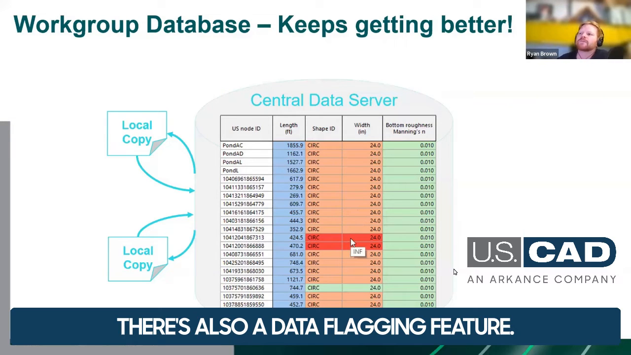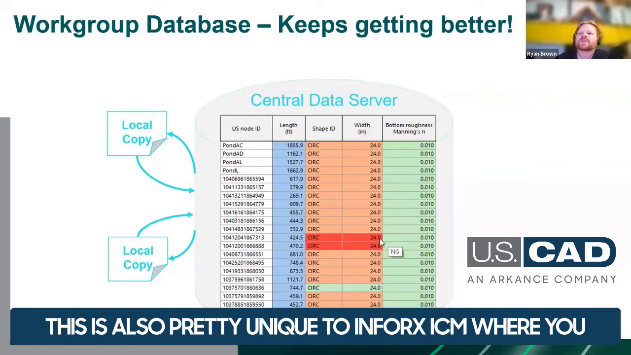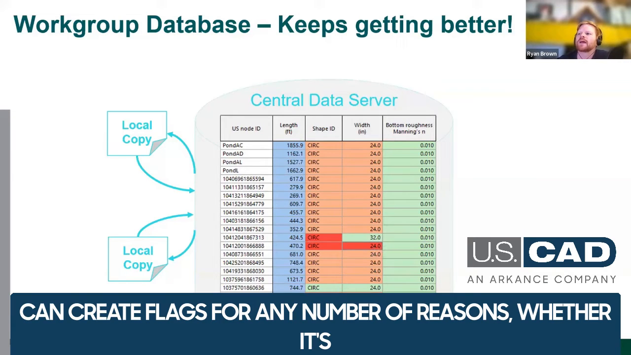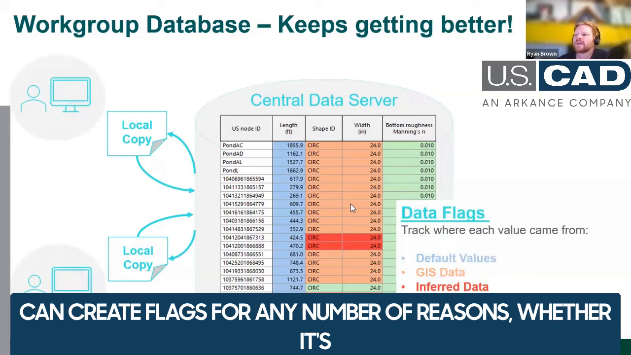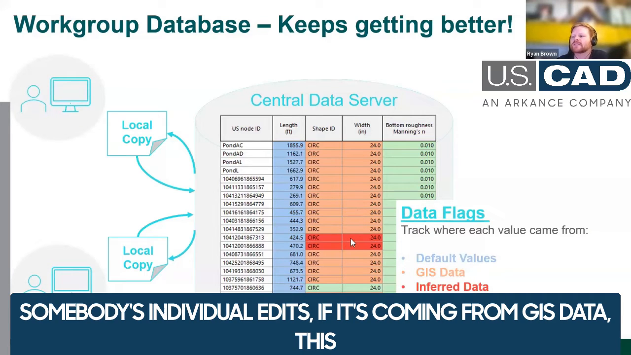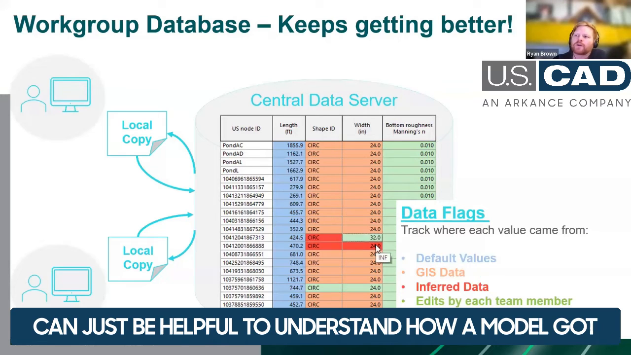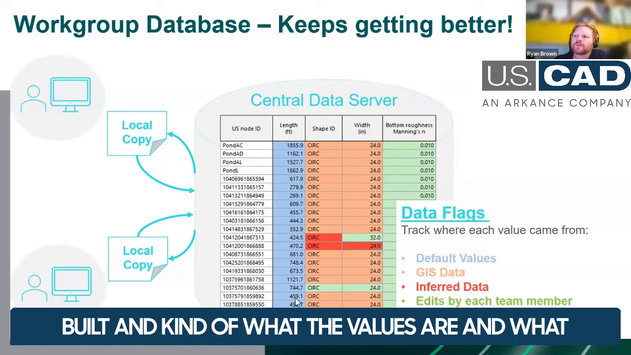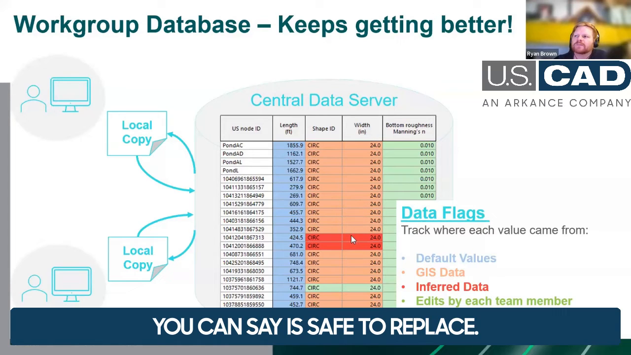There's also a data flagging feature. This is also pretty unique to InfoWorks ICM, where you can create flags for any number of reasons, whether it's somebody's individual edits, if it's coming from GIS data. This can just be helpful to understand how a model got built and kind of what the values are and what you can say is safe to replace.